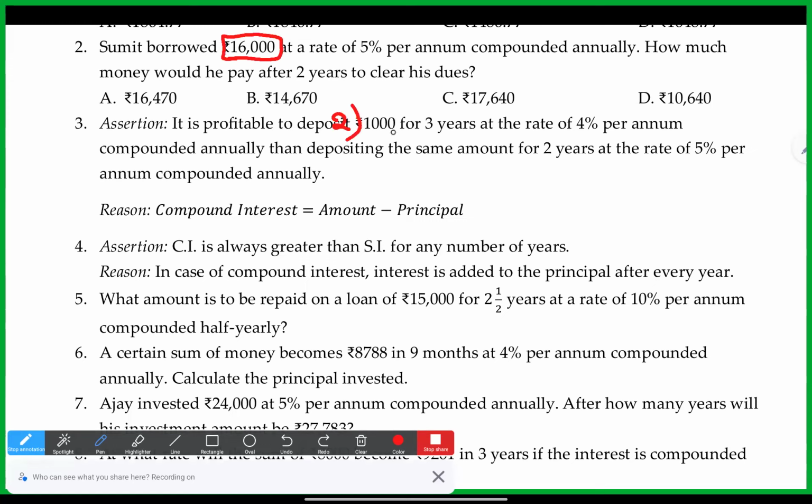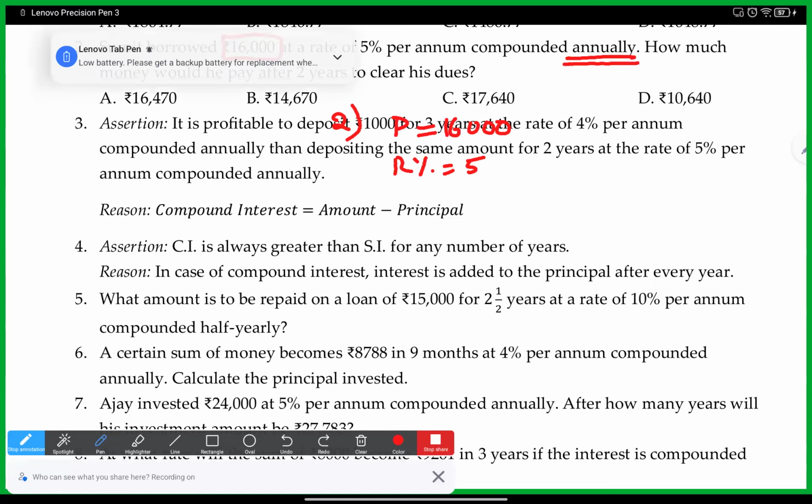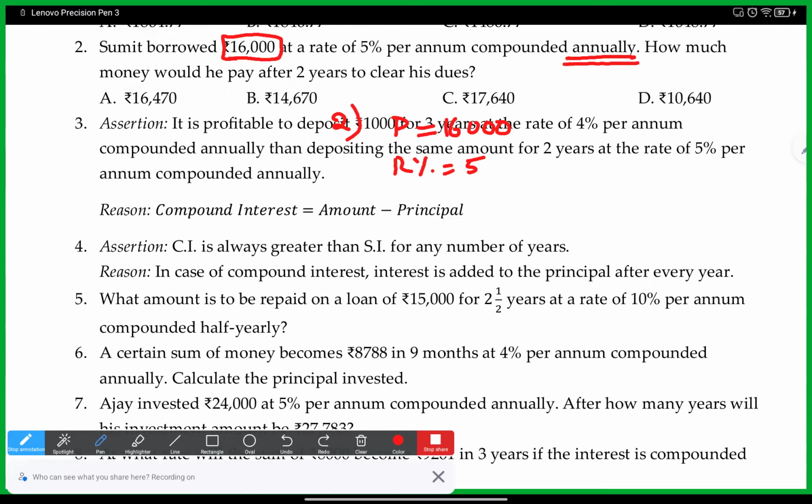Principal is 16,000. Rate of interest, R percent, is equal to 5 per annum, which means every year 5%. Compounded annually. This word is important in this chapter. Compounded yearly, compounded half yearly, like that you will be seeing the statements. Compounded yearly means whatever the time they asked, that will be counted in number of years.